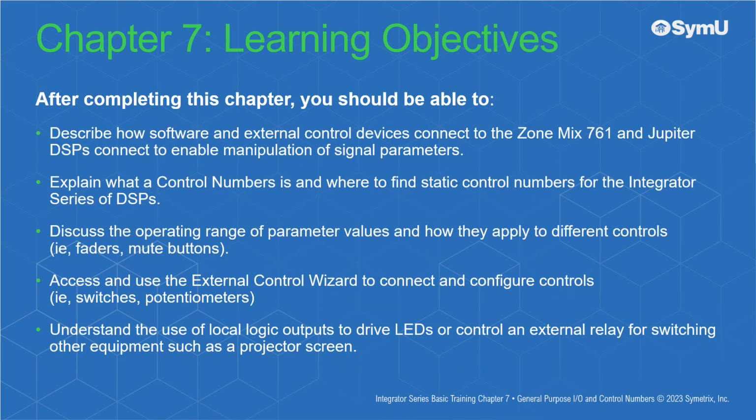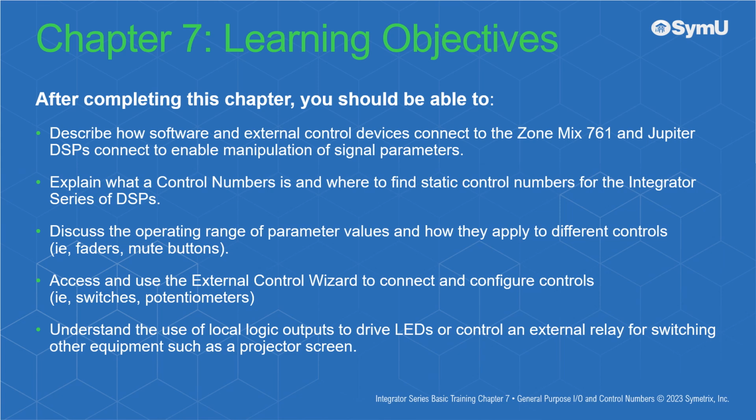After completing this chapter, you should be able to describe how software and external control devices connect to the Symetrix 761 and Jupiter DSPs to enable manipulation of signal parameters. Explain what a control number is and where to find static control numbers for the Integrator series of DSPs. Discuss the operating range of parameter values and how they apply to different controls, for example, faders or mute buttons. Access and use the external control wizard to connect and configure controls, i.e. switches and potentiometers.